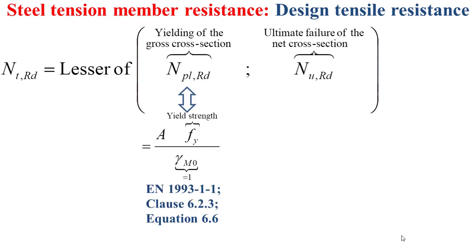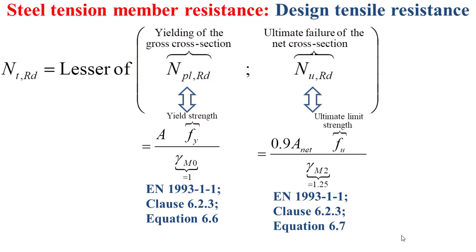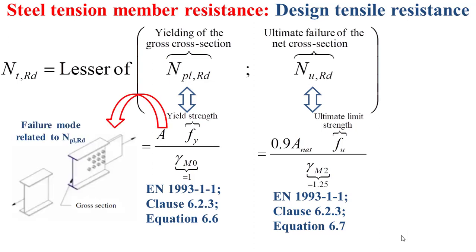N_pl,Rd is determined as the gross cross-section A multiplied by the yield strength fy divided by gamma M0. Gamma M0 is equal to 1. And N_u,Rd is determined as 0.9 multiplied by the net cross-section A_net multiplied by the ultimate strength fu divided by gamma M2, where gamma M2 is equal to 1.25.